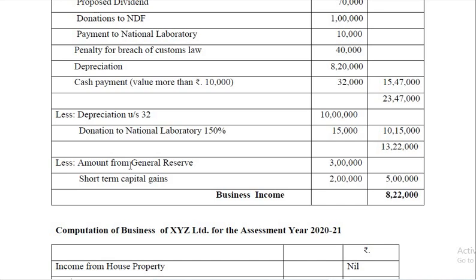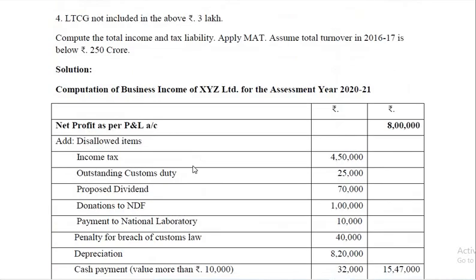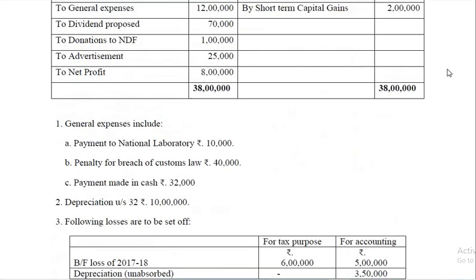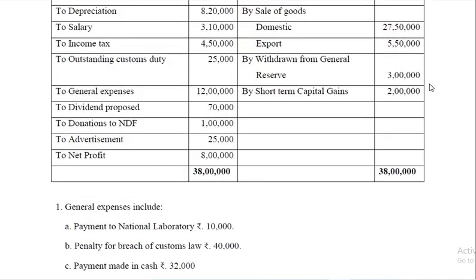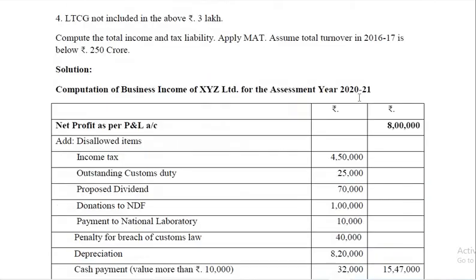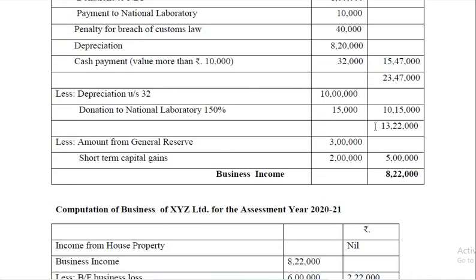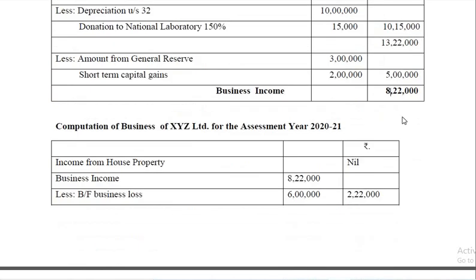Then less amount withdrawn from general reserve, that is 3 lakh. Short-term capital gains, which you find here. Withdrawal from general reserve 3 lakh and short-term capital gains both are to be deducted while computing business income. So business income is 8,22,000. That's one part, computation of business income.